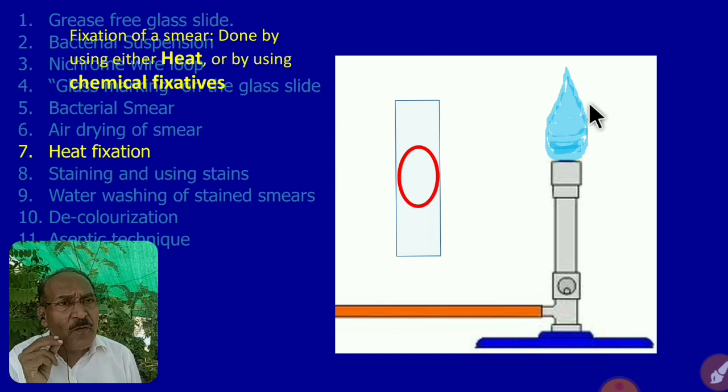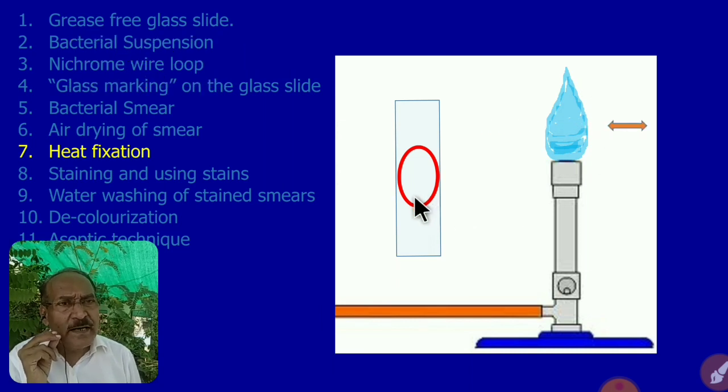which is having a blue flame, of course. Simply you have to hold this slide with the smear upside and the marked portion downside, and pass this slide twice or thrice through the flame. Simply you have to pass with the speed as I have shown you here in the diagram. Then cool it. This is exactly what the heat fixation part is.